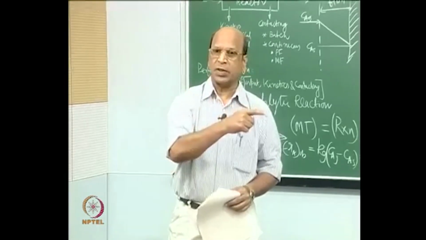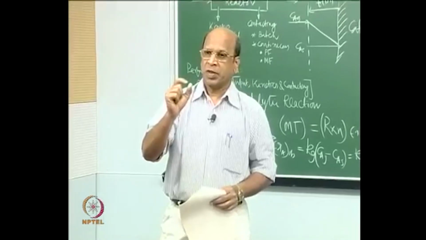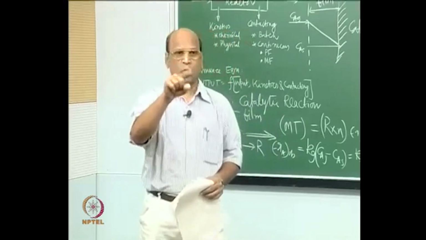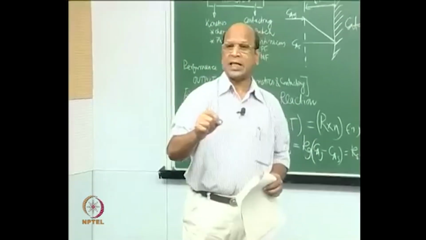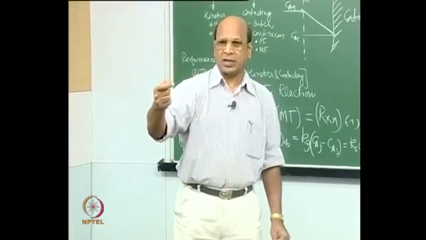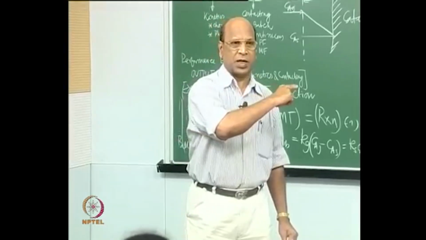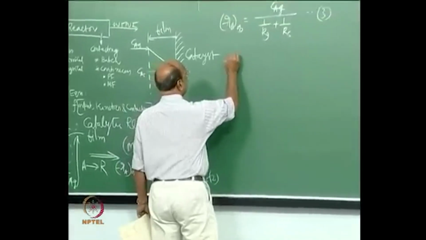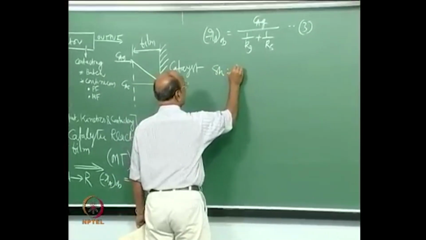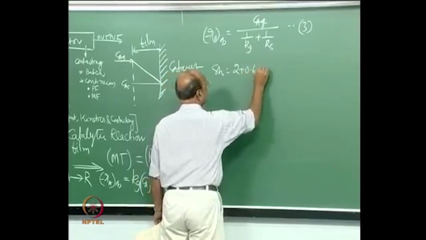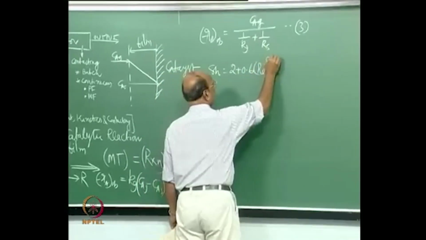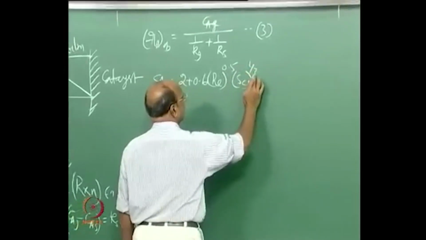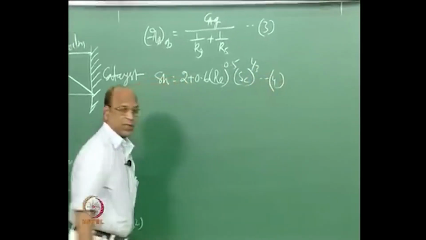From yesterday's equation, if I have a single particle, the Ranz-Marshall equation, Sherwood number equal to 2 plus something. You can now say that for very small particles, there are two terms in yesterday's equation, the Ranz-Marshall correlation. Let me write it again: Sherwood number equal to 2 plus 0.6 Reynolds to the power of 0.5 and Schmidt to the power of 1 by 3. This is the equation we have.